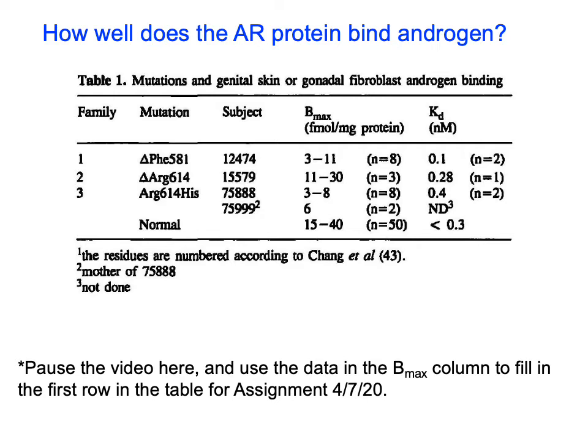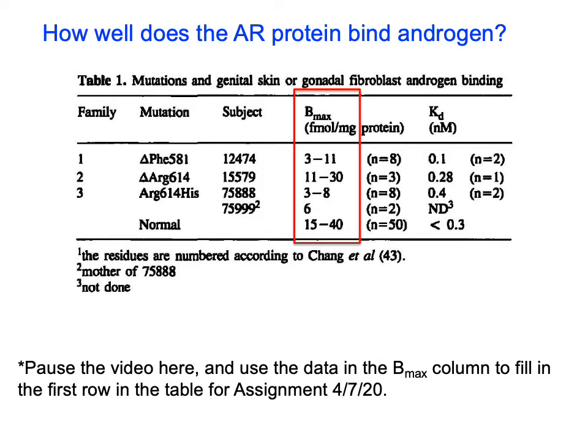The first question these authors asked was, how well does the AR protein in these patients bind to androgen? So on the left in this table, we have 3 families. You can see that they've shown you what the mutations are, but they didn't actually know that initially. They have the subject numbers, and then they have what they learned for the Bmax. So the Bmax is a readout of how well the androgen protein in each family member can bind to androgen. So I've put a little red rectangle around those values, and you're going to want to fill in those values for each of those subjects or patients. And that'll be in the first row in the table for assignment 4.7.